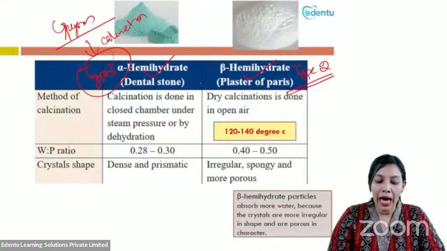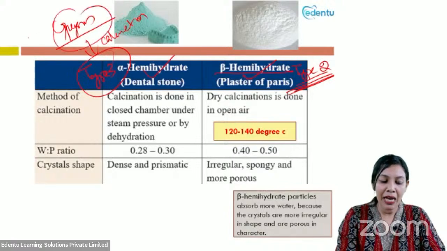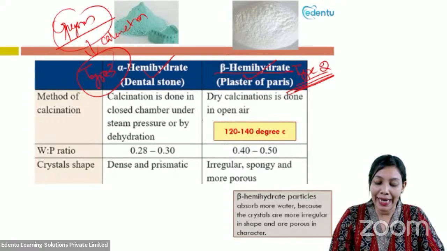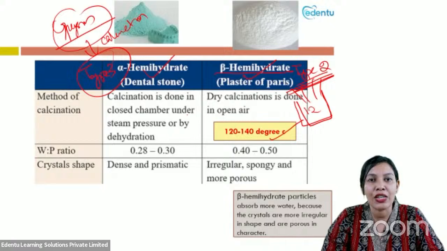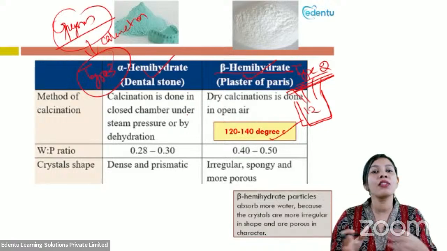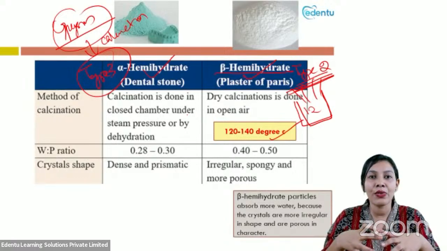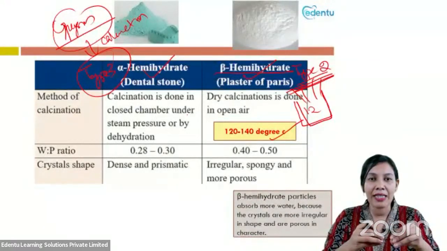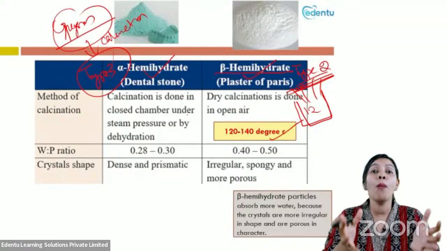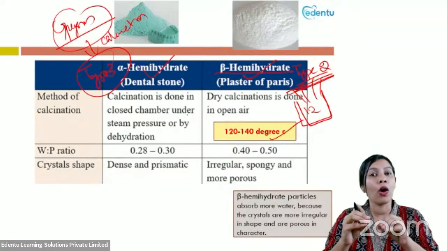So simple. How is type 2 formed, how is beta hemihydrate formed? When we take this gypsum and pour it in an open kettle with open air and heat it at 120 to 140 degrees Celsius, we get a product that is CaSO4.half H2O. The formulas of all the products are the same, but the process of calcination is different. So beta hemihydrate is type 2, that is plaster of Paris, which is produced in an open kettle in open air at a temperature of 120 to 140 degrees Celsius.